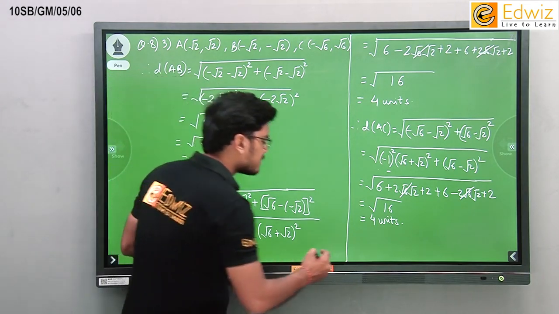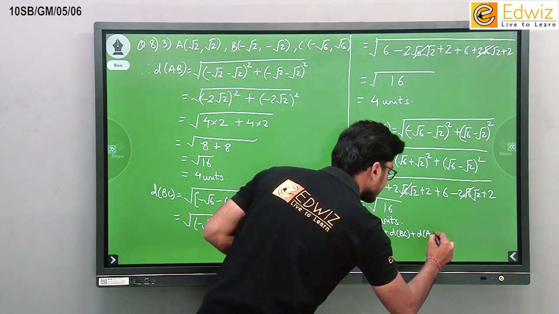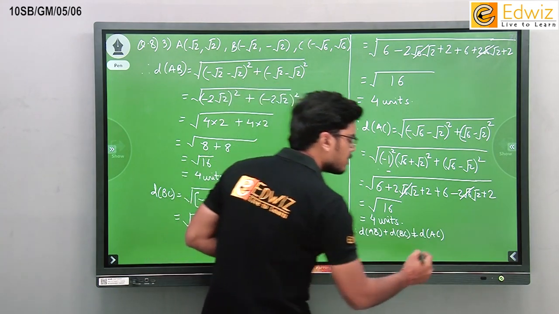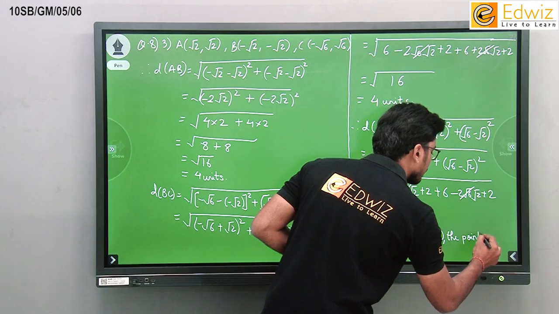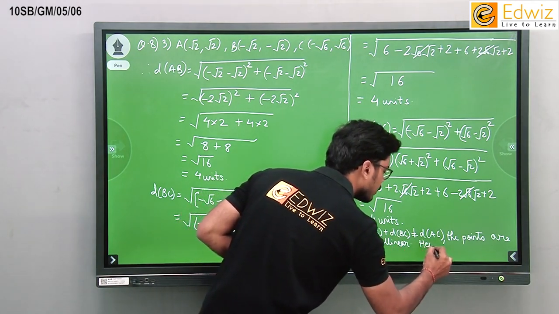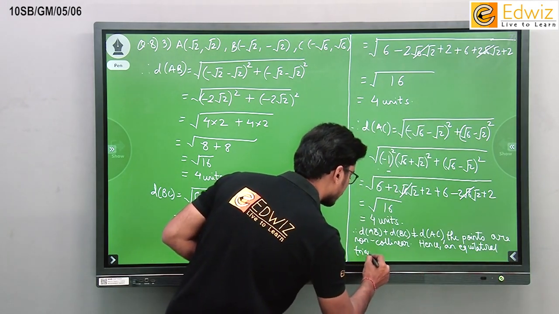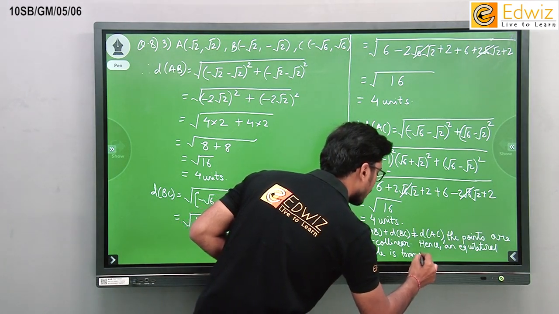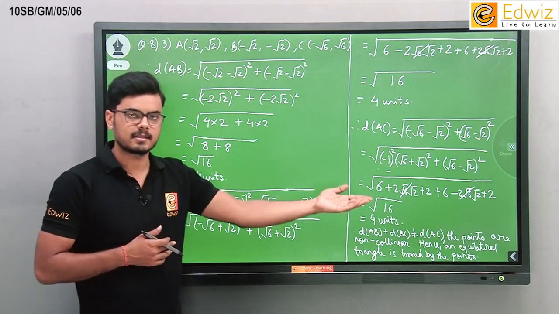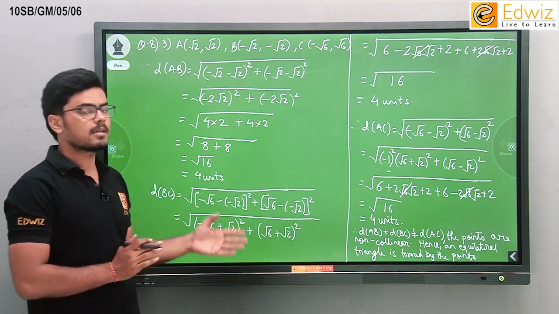Finally, we have to write the statement also. Therefore, distance AB plus distance BC equal to distance AC is not true. Correct? Two distances add up but the third distance is not coming. So the points are non-collinear. Hence, an equilateral triangle is formed by the points. Okay, as I told you, two distances add up but the third distance is not coming. That's why these points are not collinear and we can form an equilateral triangle since all the three distances are equal. Okay, so this was the third sub question of question number 8.